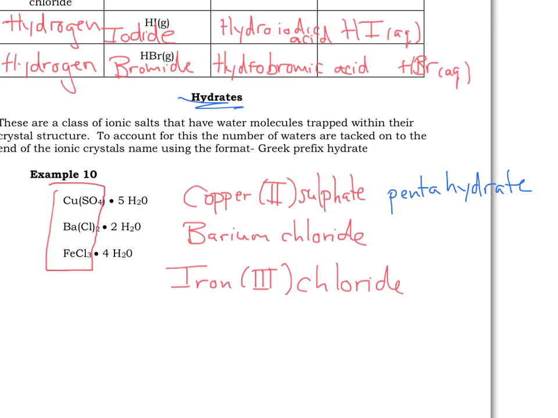The next example, I've got 2 waters attached to my barium chloride, so I've got barium chloride dihydrate. And finally, iron(III) chloride, which is with 4 waters, is going to be tetrahydrate. And that's basically all of the naming stuff that you need to know for grade 11 chemistry. Hope you've enjoyed.